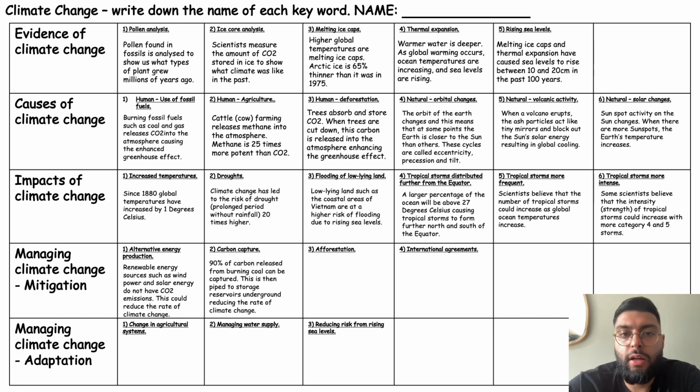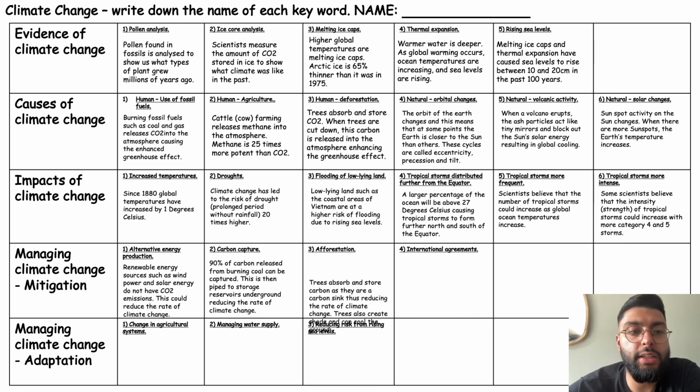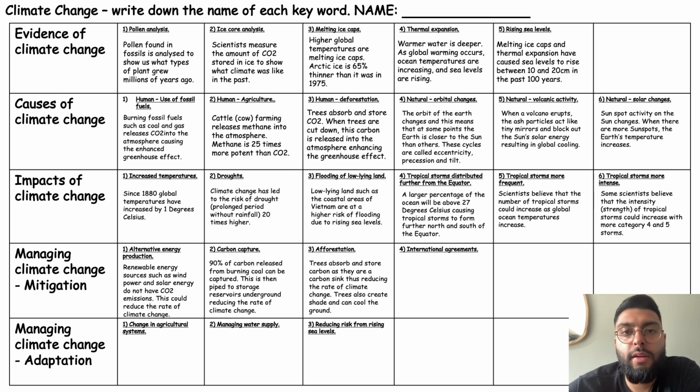Carbon capture. So these involve facilities that capture carbon in processes where it's released, so industrial processes, but also energy development. So 90% of carbon released from burning coal can be captured, and that's piped to storage reservoirs underground where it becomes a form of rock, which reduces the risk of climate change. So a good example of that is the Orca facility in Iceland.